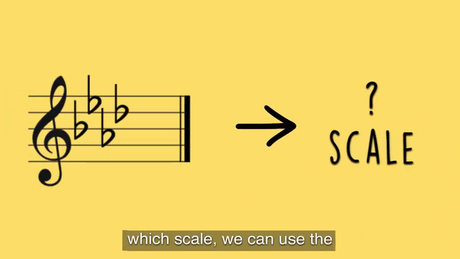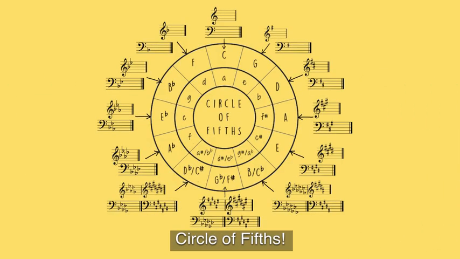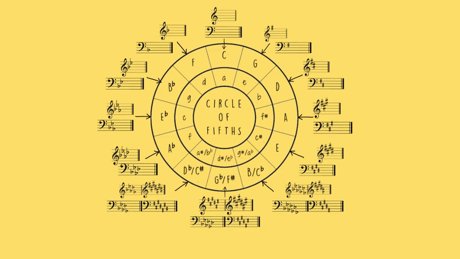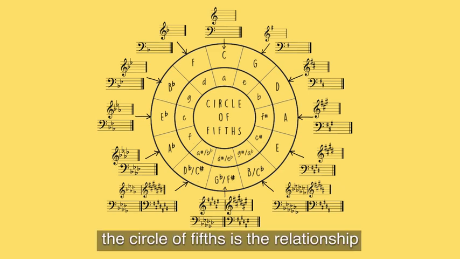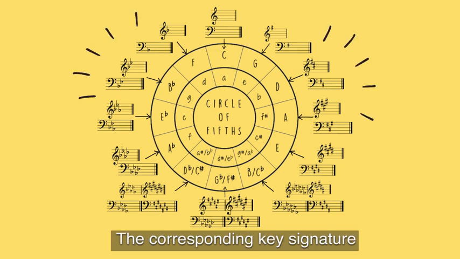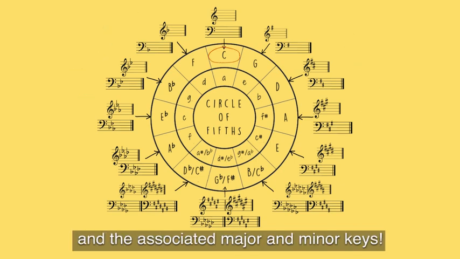To help us identify which key signatures belong to which scale, we can use the circle of fifths. As seen here, we can use the circle of fifths to help us identify the number of flats or sharps in the major scale. In music theory, the circle of fifths is the relationship among the 12 tones of the chromatic scale, the corresponding key signature, and the associated major and minor keys.